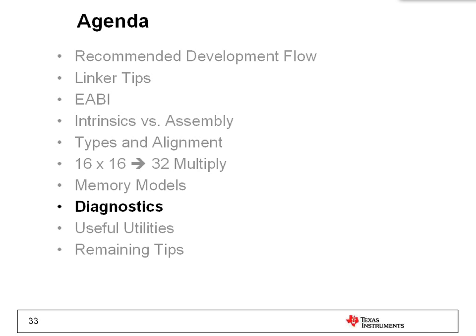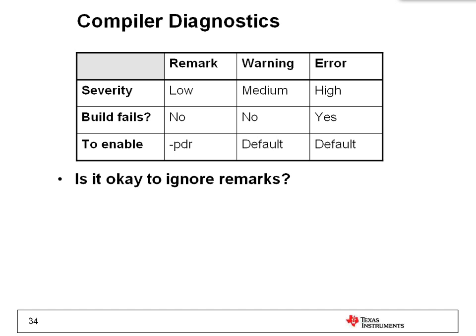Compiler diagnostics. All right, so this first slide talks about diagnostics at a fairly high level. Diagnostics come in three varieties: remarks, warnings, and errors. And this table shows you some of the differences between the properties of those three kinds of diagnostics. The severity of a remark is low, warnings medium, errors high. If you get an error, that will cause the build to fail, think about a missing semicolon, for instance. You can't continue after that.